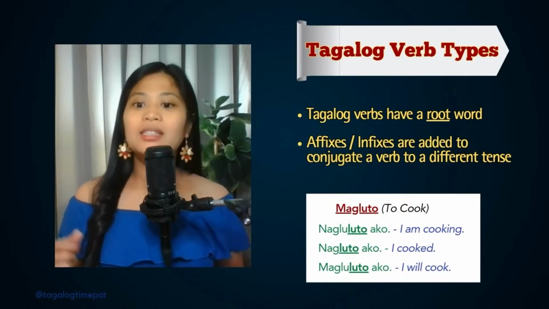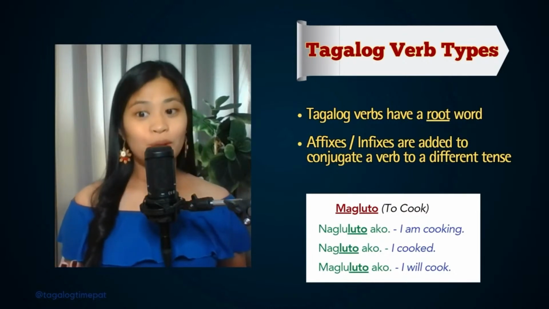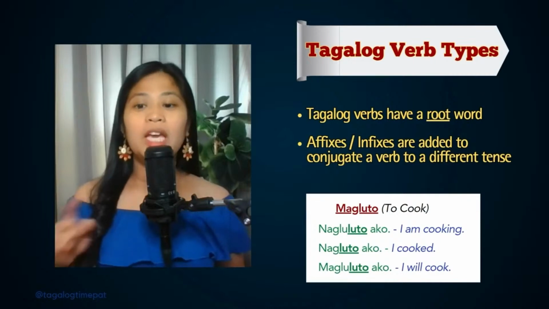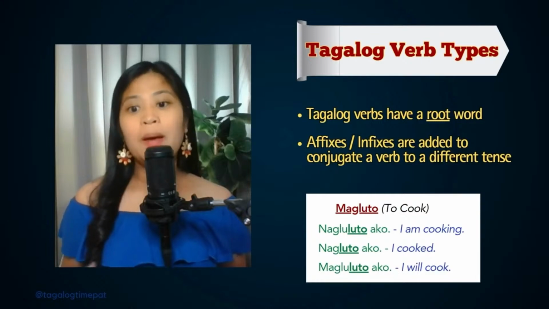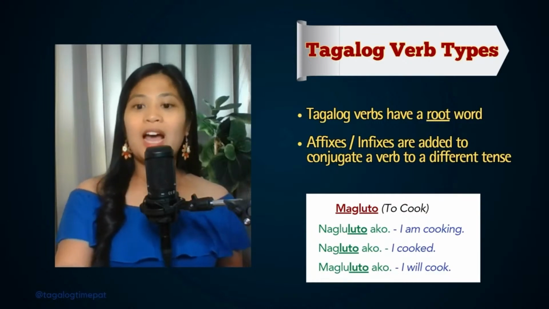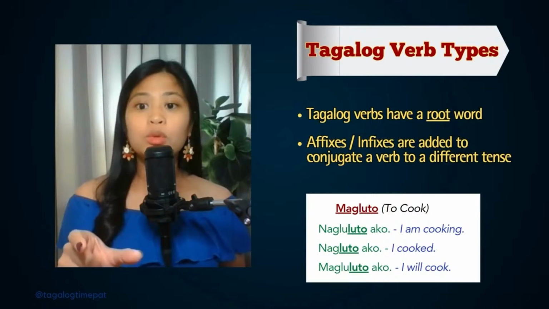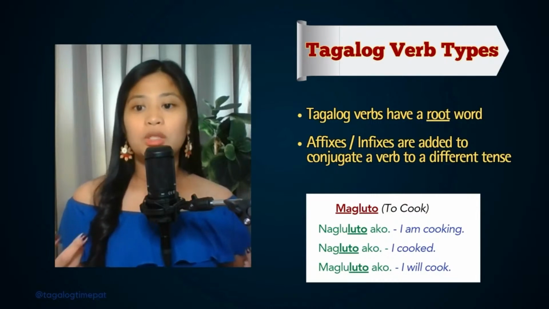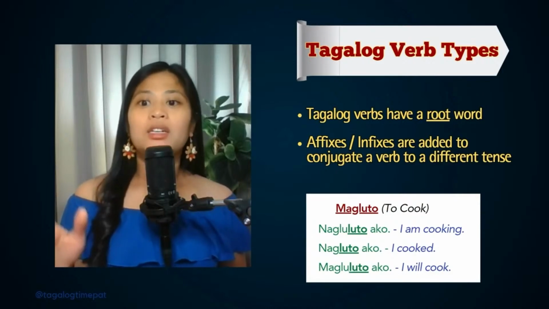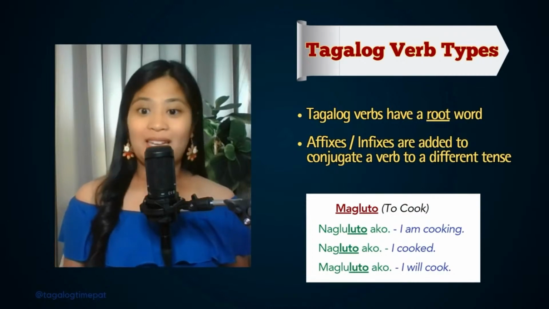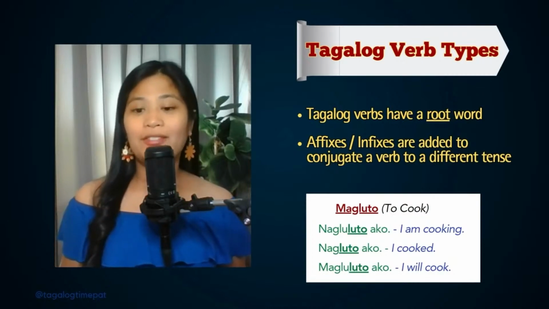In the past tense, nagluto ako. I cooked. In the future tense, magluluto ako. I will cook. And I've underlined and bolded the root here. So luto, that's the root word of to cook. And then an affix is usually added to indicate the different tense. So you can see the different affixes there.